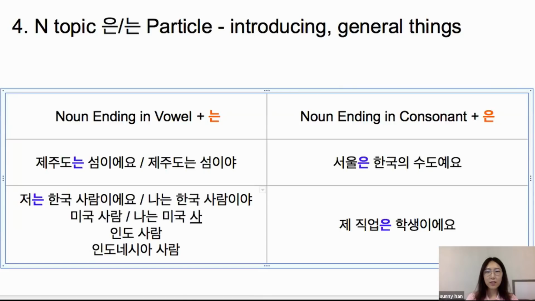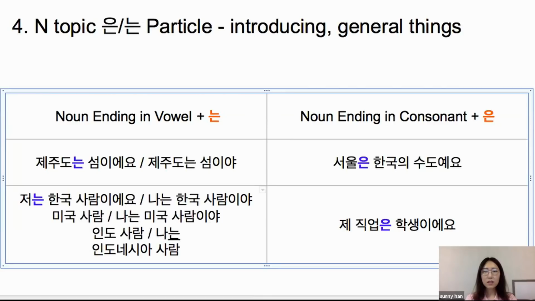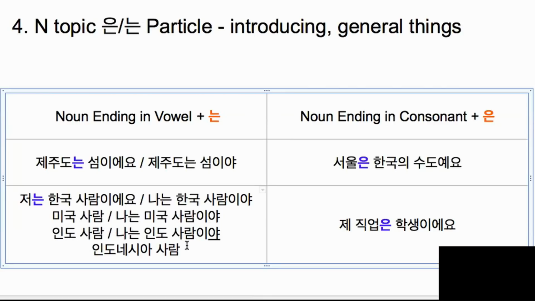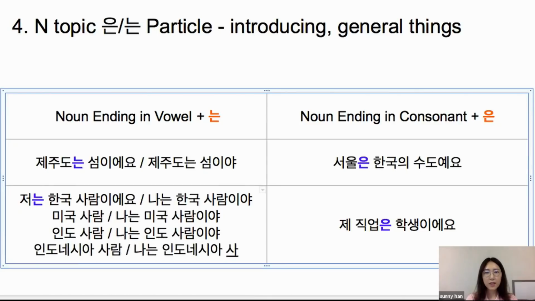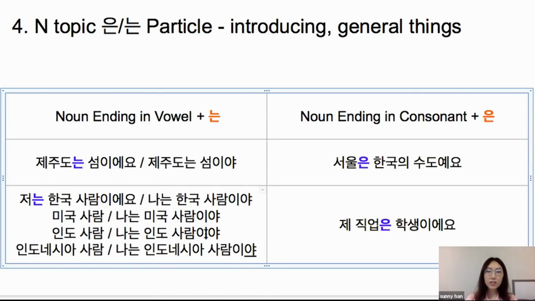나는 미국 사람이야. This one is too easy, right? 나는 인도 사람. 인도 사람이요. 나는 인도네시아 사람이야. Then you can say 만나서 반가워. Nice to meet you. Right? 만나서 반가워. 그다음에 you can say my job is I'm a student. Something like that, right? Okay.